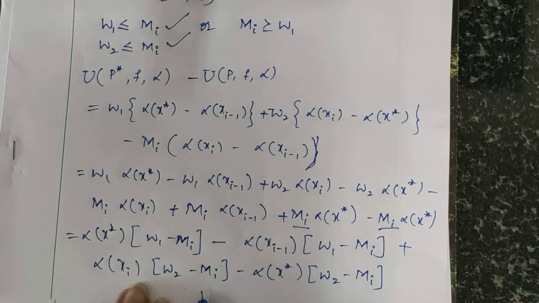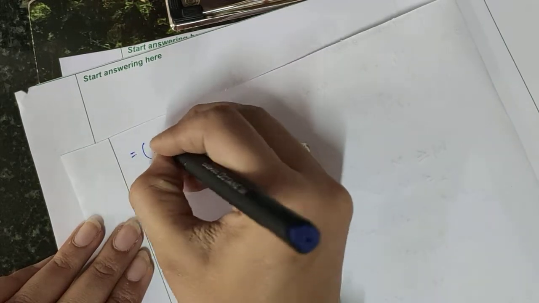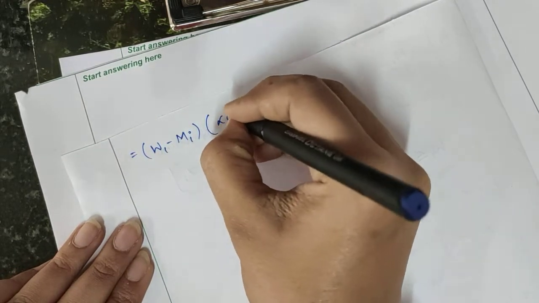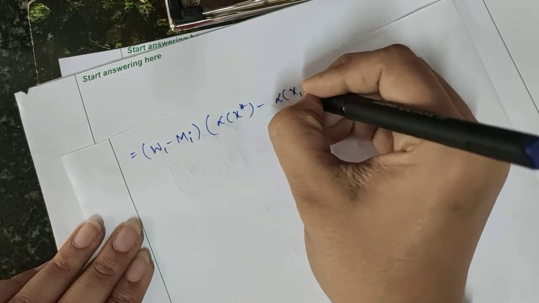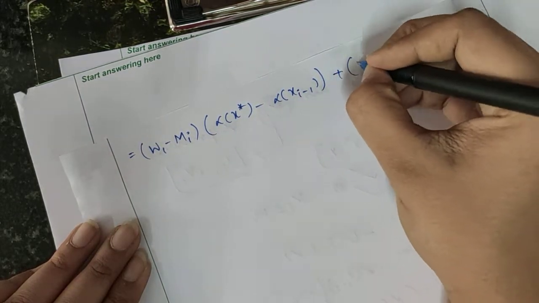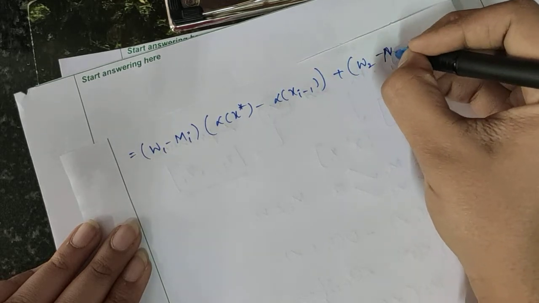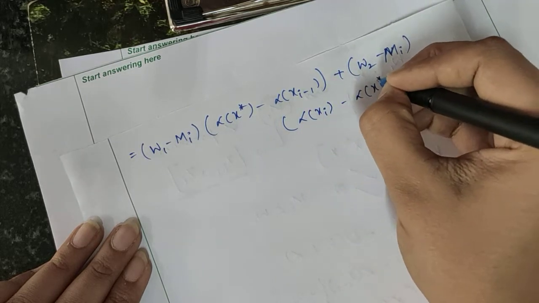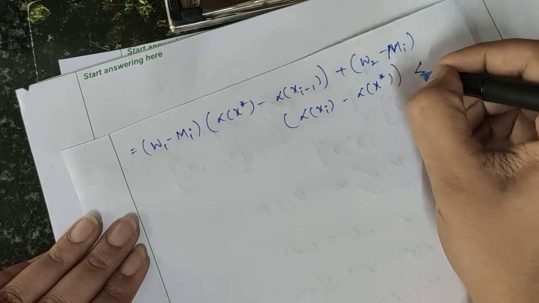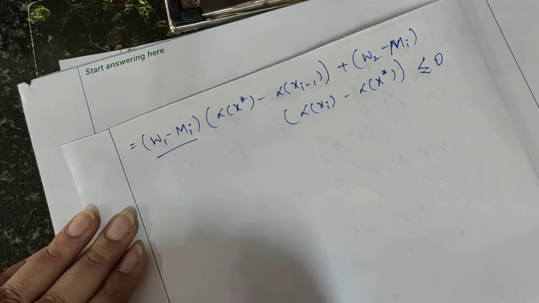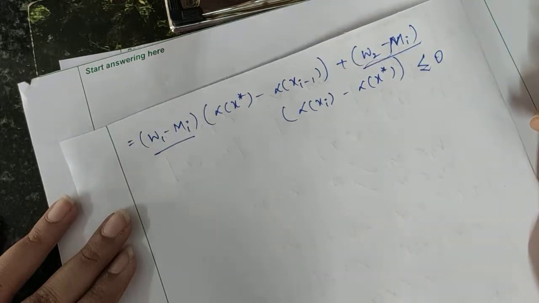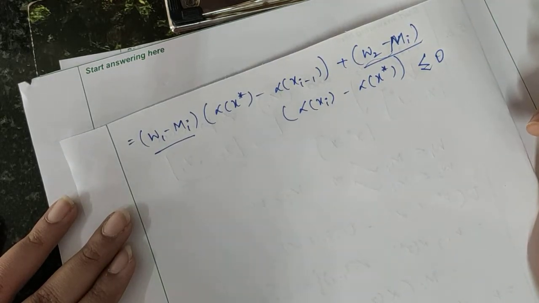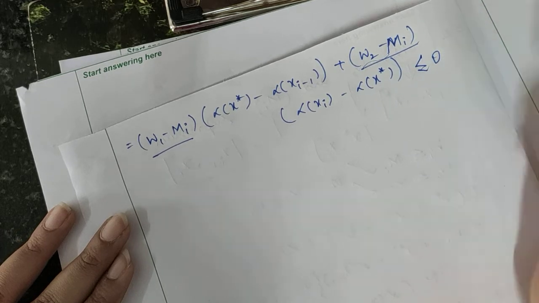So the whole thing will be less than or equal to 0, or you can write one more step as W1 minus Mi into alpha of x star minus alpha of xi minus 1 plus W2 minus Mi into alpha of xi minus alpha of x star. This whole thing will be less than or equal to 0, because W1 minus Mi is less than or equal to 0 and W2 minus Mi is also less than or equal to 0. So from that I can write the whole thing is less than or equal to 0.